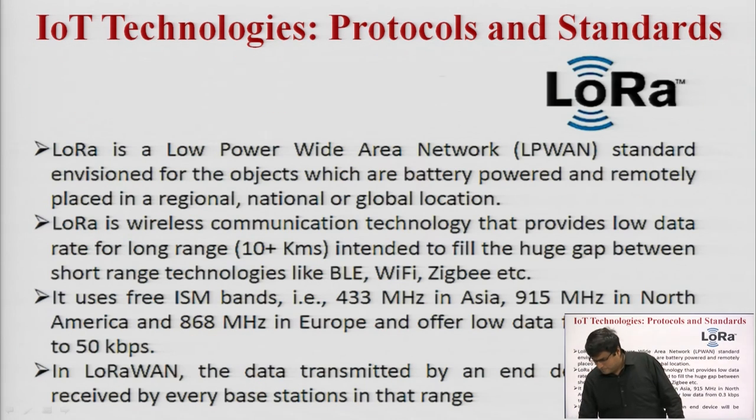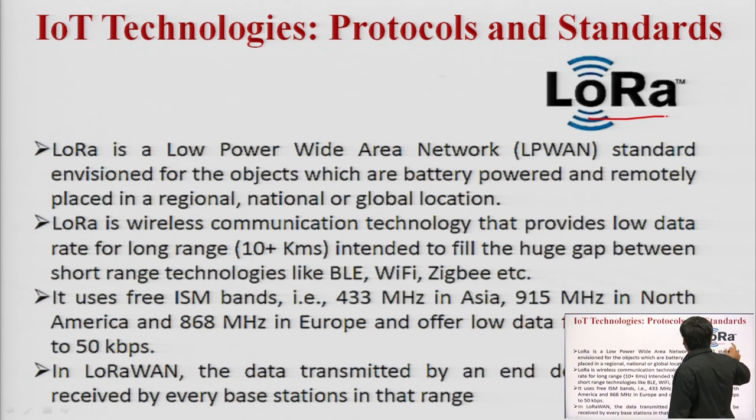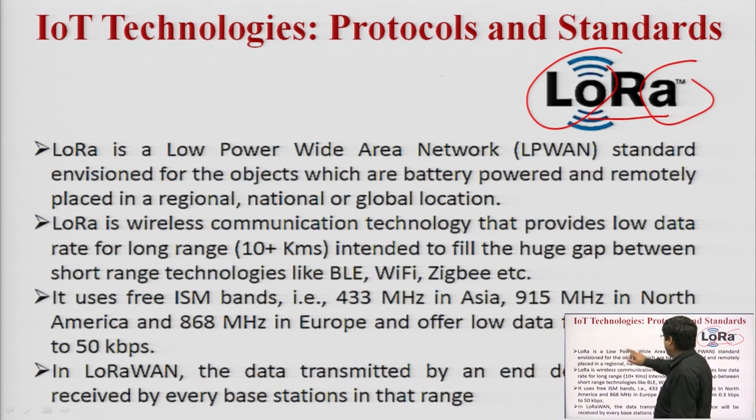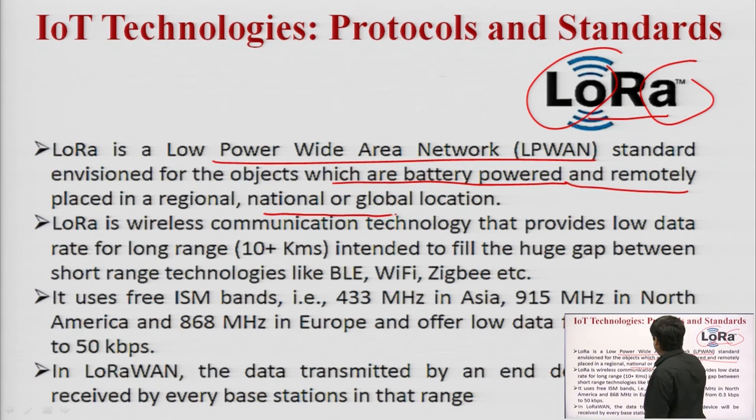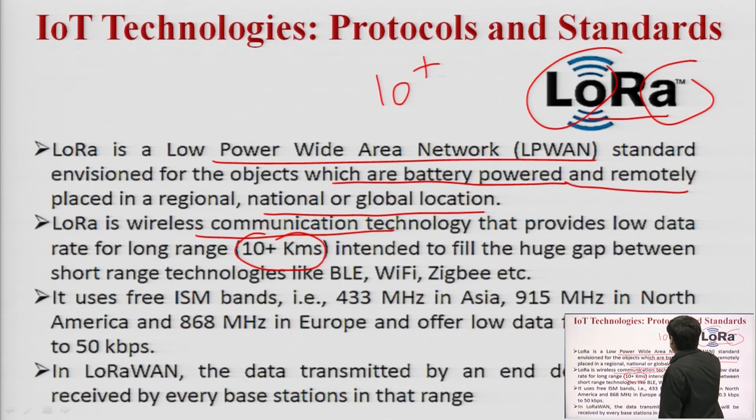Okay. So we have another technology, LoRa, meaning long range applications. It is basically a low power wide area network. It has a large range as the name implies, and it is basically battery operated and remotely placed in regional, national and global locations. It is a wireless technology and its range is large. We can deploy it up to many kilometers, 10 plus kilometers, 50 kilometers, up to 100 kilometers, using LoRaWAN.